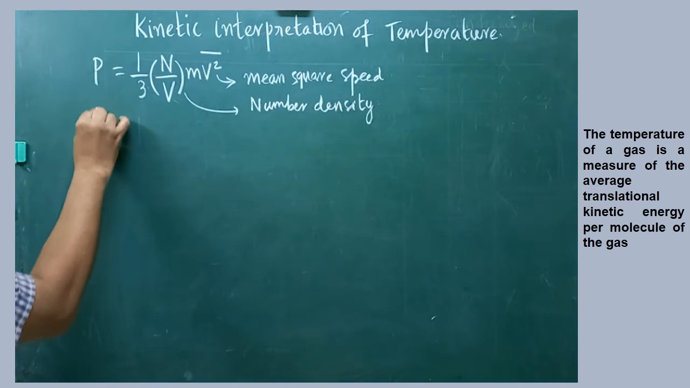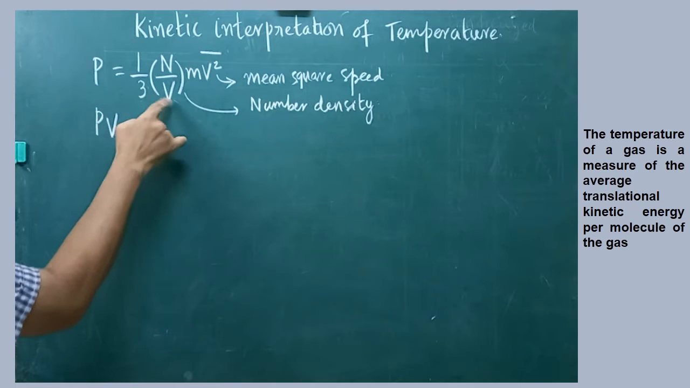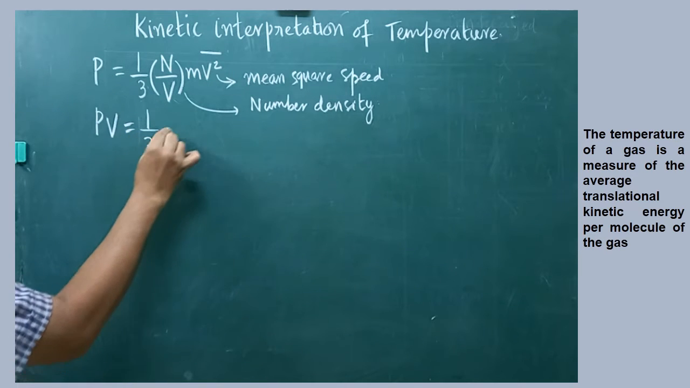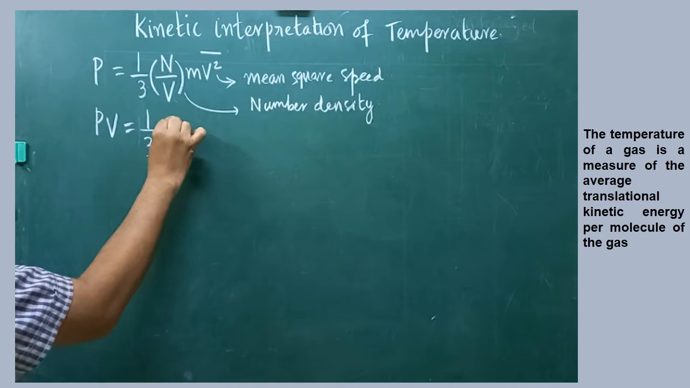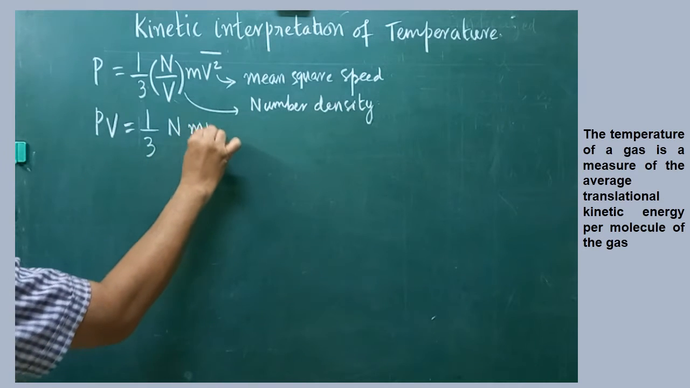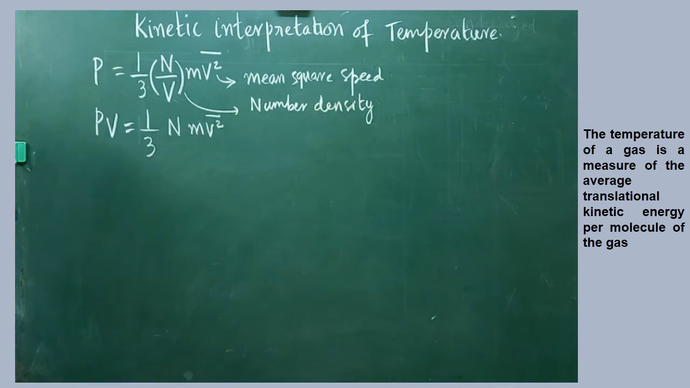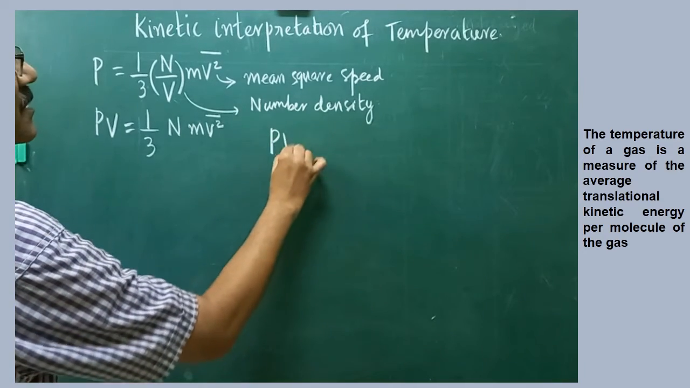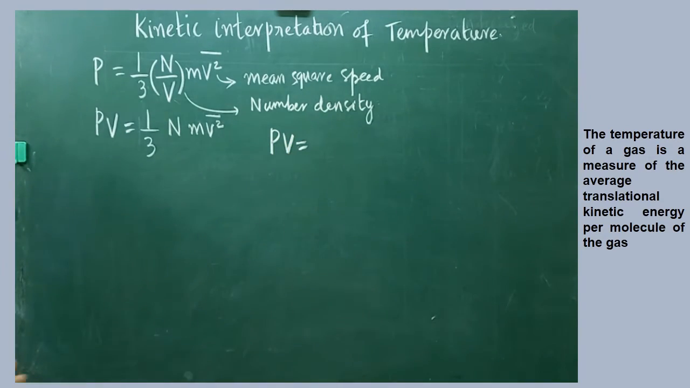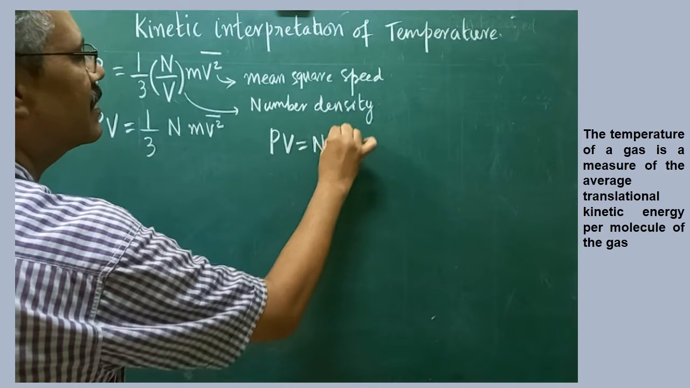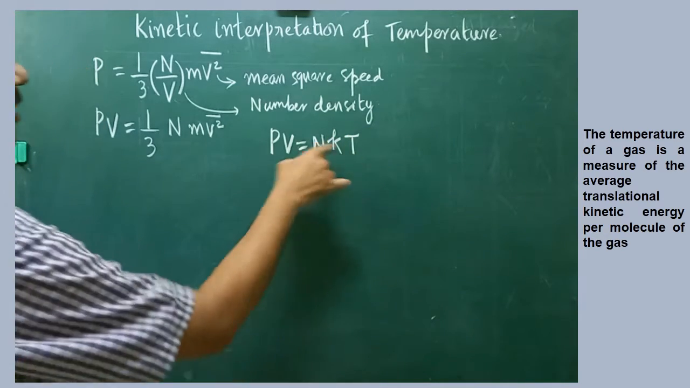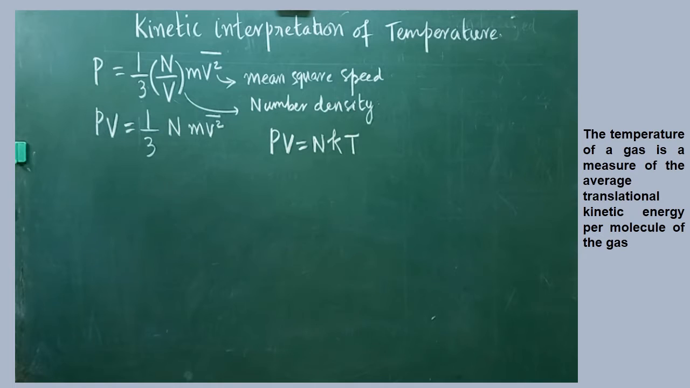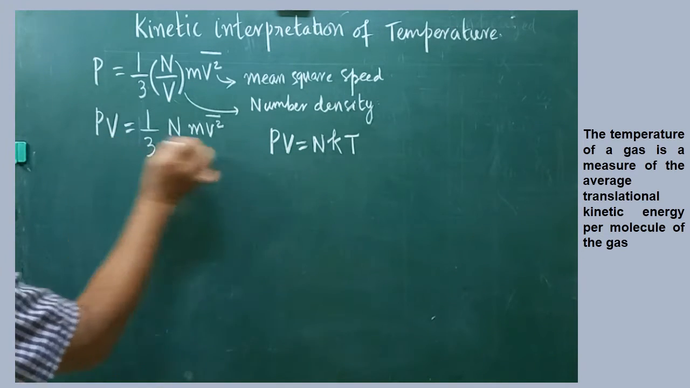Just cross multiply this. PV is equal to, V to be cross multiplied, 1 by 3. After cross multiplying, the remaining factor is N m v square bar you will get. Are you clear? Here we know the ideal gas equation, that is PV is equal to NkT. Often we are using this expression. Are you clear? This is called the ideal gas equation.